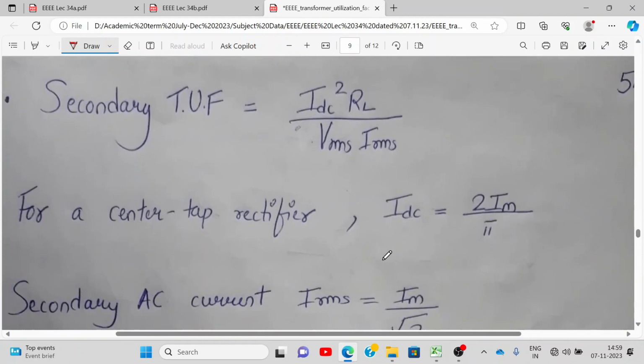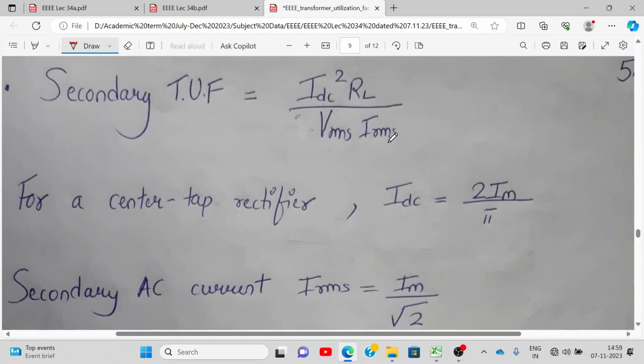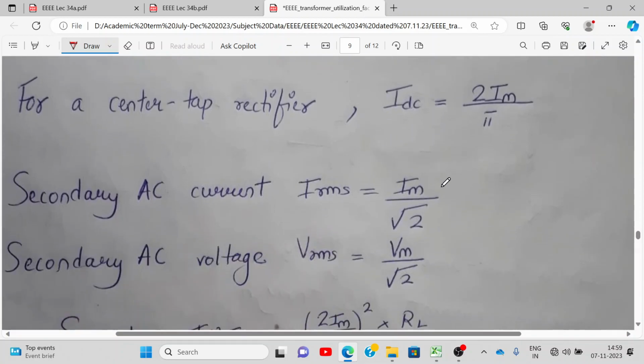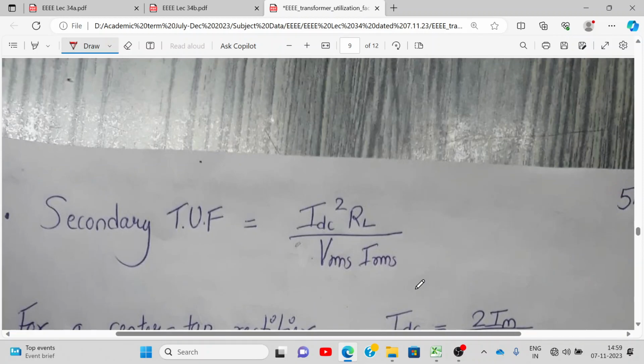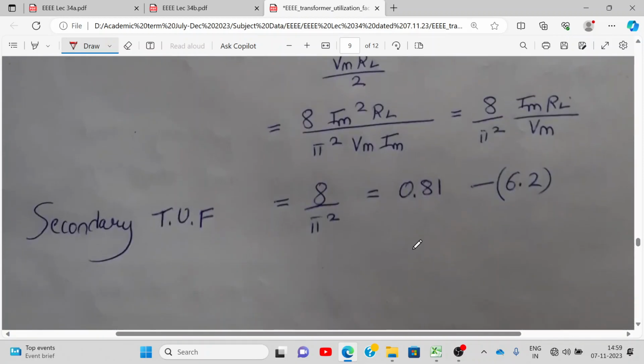So what will be secondary TUF? Secondary winding TUF will be IDC square RL divided by VRMS IRMS. IDC for a full wave is 2 IM upon pi. IRMS is IM upon root 2. VRMS is VM upon root 2. Till here it is clear. So secondary TUF is the same as 0.81, same as your full wave bridge rectifier. Any problem in that? Okay.